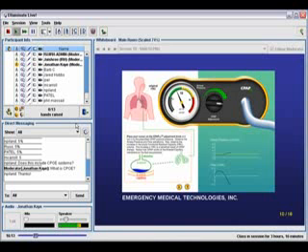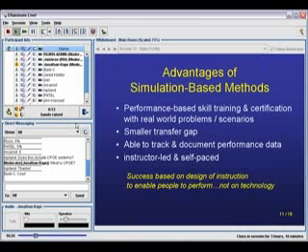Any questions about that? If I don't see any hands, I'll just keep going. Again, these will be online, so you can actually try them out later.